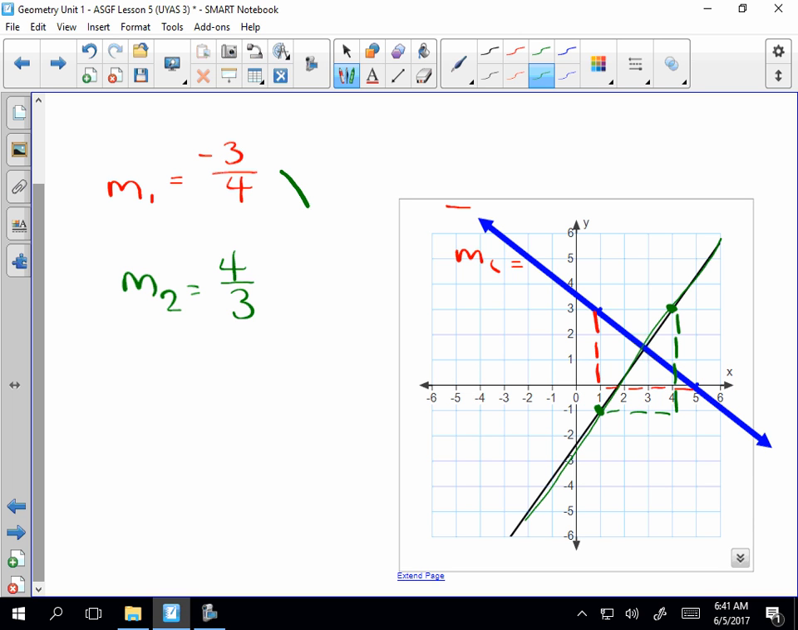So when we look at the two slopes, are they perpendicular? Yes. We have the opposite sign, and we have the reciprocal fraction for those values. So that does work for what we're looking for in a perpendicular slope.